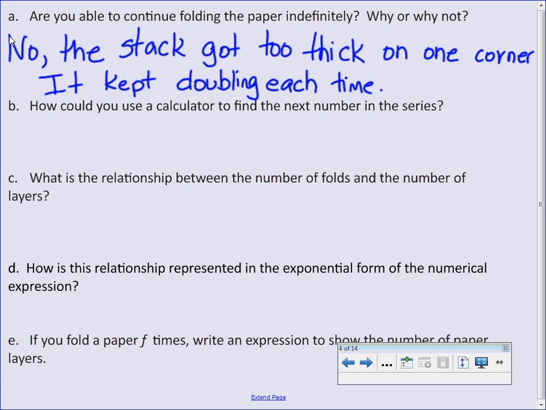Yeah, multiplying it by what? 2, excellent, right. Notice we didn't keep adding by 2. We kept multiplying by 2 because 2 was the number of layers. That's where the 2 is coming from, how many layers there were, okay? So when it kept doubling, doubling, doubling, doubling, doubling.